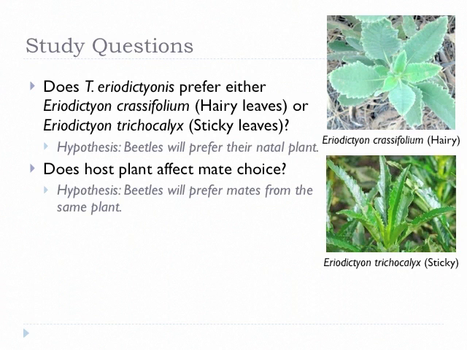The second question I had was, does the plant they live on, their host plant, affect who they choose to mate with? And again, I think they're probably going to prefer to mate with somebody who's on the same plant. So kind of like humans. Kind of like humans. We like people who are like us. I figure they're going to like somebody who's living on the same plant, who smells the same, who's been in the same environment. Somebody who's been on the other plant, maybe they have sticky feet, maybe they smell a little different.